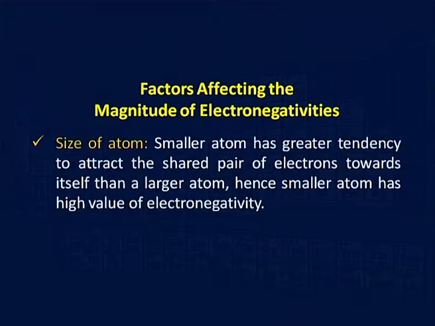So, the first factor on which the value of electronegativity depends is the size of the atom. We have seen that a small atom has more power to attract the shared pair of electrons. Therefore, a smaller atom has greater tendency to attract the shared pair of electrons towards itself than a larger atom. Hence, a smaller atom has a higher value of electronegativity than a large atom. So, it depends on the size of the atom.